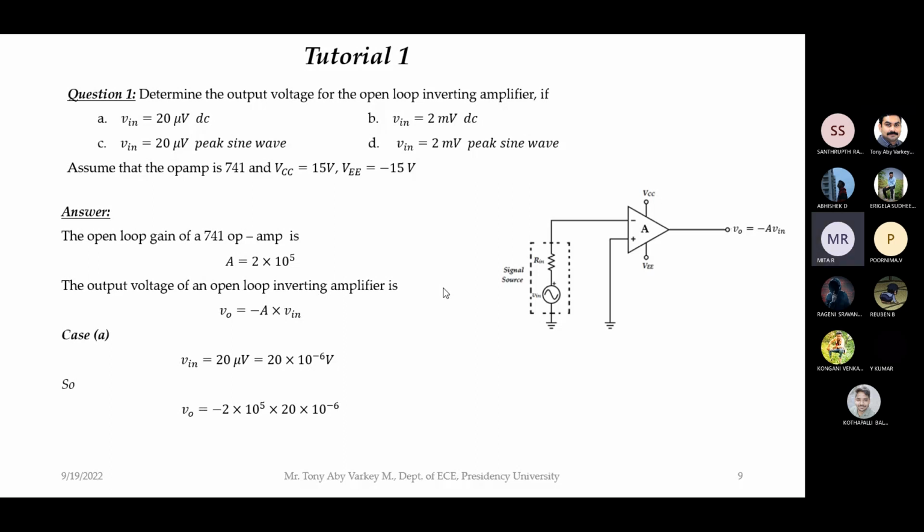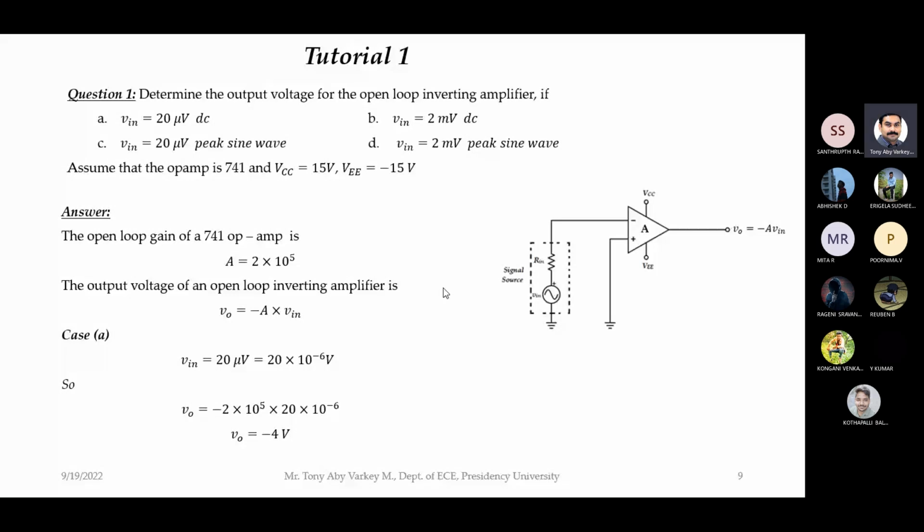Minus 0.4. Minus 4 only, right? Yes, sir. 20 minus 40 into 10 power minus 1, that is minus 4 volt. So minus 4 volt you will get as the output voltage in case 1.